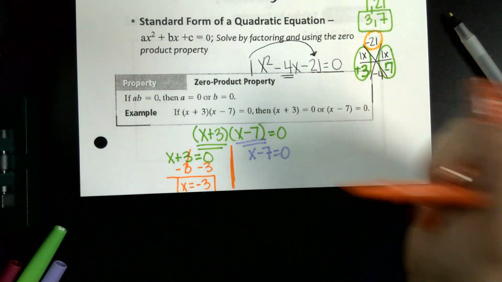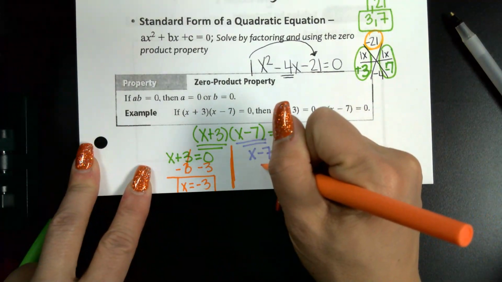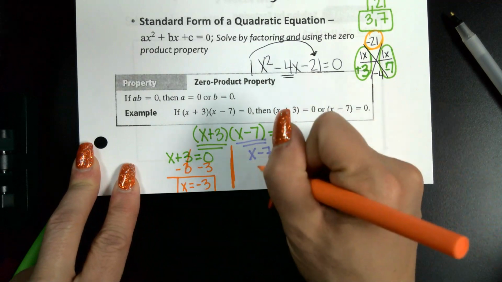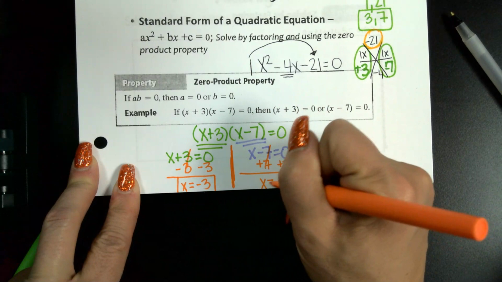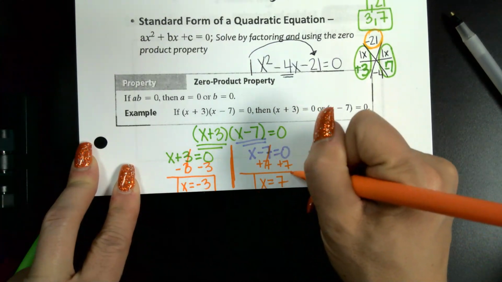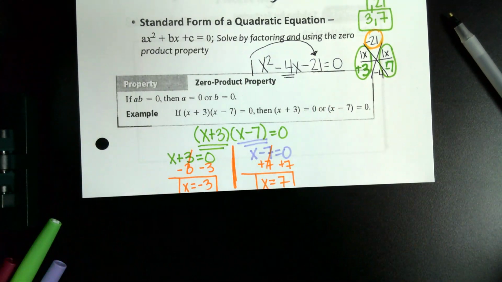And how am I going to solve the one over here? You're going to what? Add 7? That's what you said. X equals 7. There are my two answers.